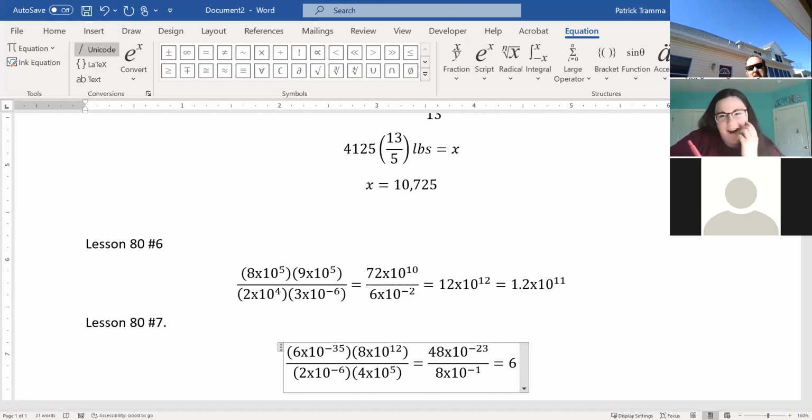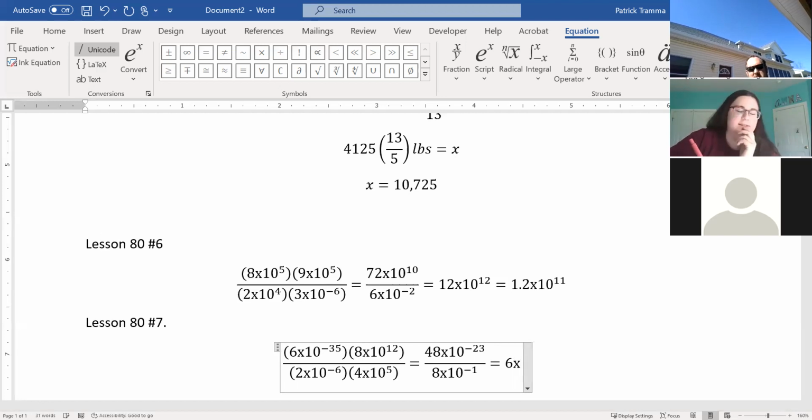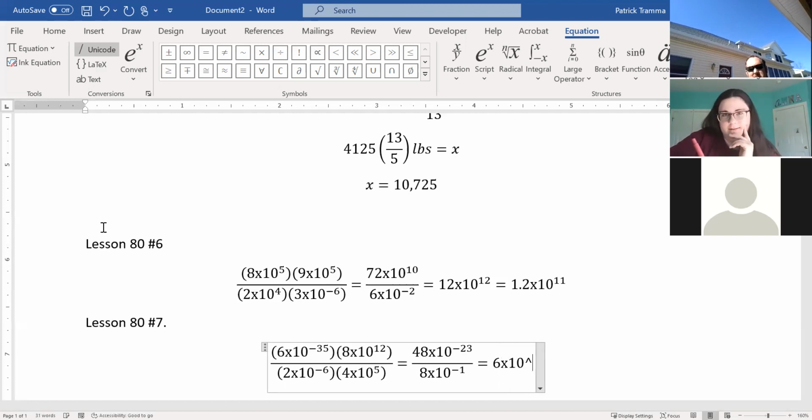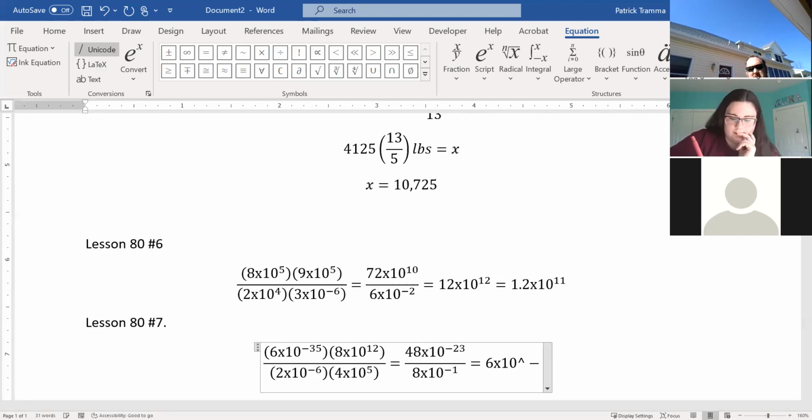Wonderful. Okay, and now we're dividing exponents, so you subtract. So -23 minus a -1 is 10 to the -21. No, you only subtracted a -1, not -2. Oh, so yeah, 10 to the -22nd. There you go. So 6 times 10 to the -22nd power.